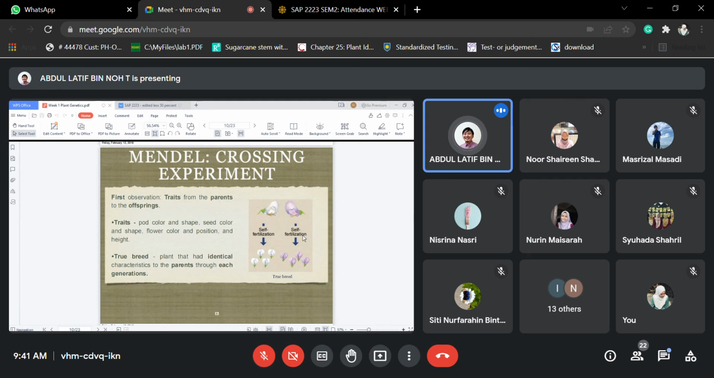So which means that dia punya observation tu, this is the observation. Dia ada set thing in mind, kalau ayah dengan mak dia color putih, anak dia mesti color putih. Ataupun the parents is purple, anak dia mesti color purple. This is dia punya mindset at that time. Right? This is dia punya mindset. So they say is true breed lah.